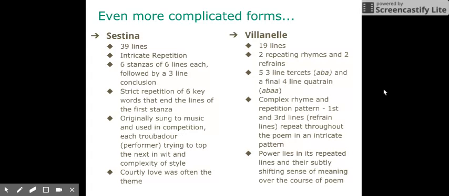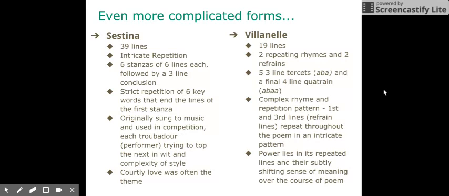There's an extremely strict repetition of 6 key words throughout these poems. The reason this poem even existed in the beginning was that it was originally sung to music as a competition. These performers, called troubadours, would try to outwit, to show their ability with words to win over the ladies. So a lot of these sestinas were originally about courtly love.